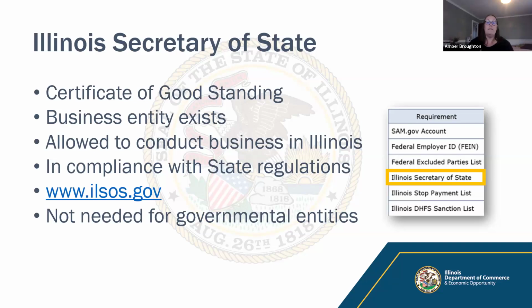To do business with the state of Illinois, entities must be registered with the Illinois Secretary of State, and they need to obtain a certificate of good standing. This demonstrates that the entity exists and is in full compliance with state regulations. The exception to this would be governmental entities. If you're a governmental entity, you are not required to obtain the certificate of good standing.